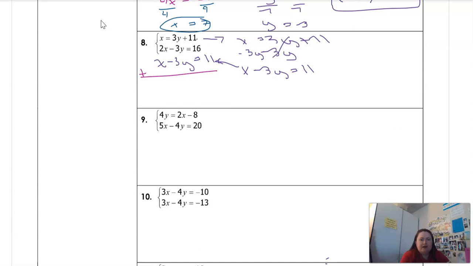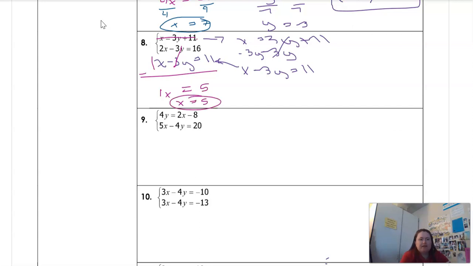And by the way, now we're kind of ignoring this top equation because we transformed it and moved it to the bottom. So now I have -3y and -3y, which means I need to subtract. So 2 minus 1 is 1x. -3y minus -3y cancels. Equals 16 minus 11 is 5. So 1x equals 5, so x equals 5.